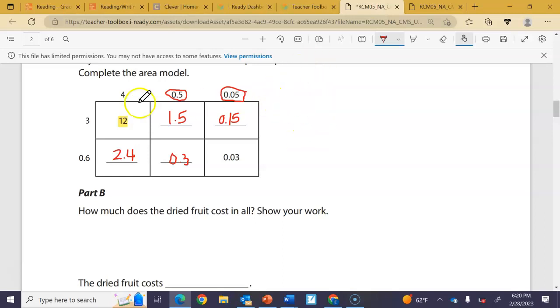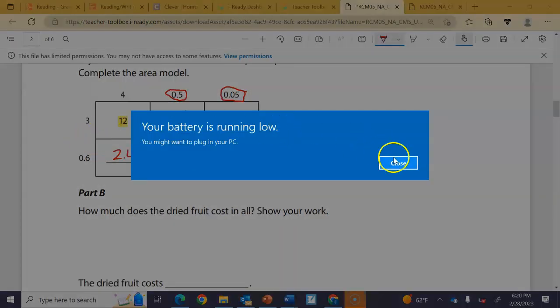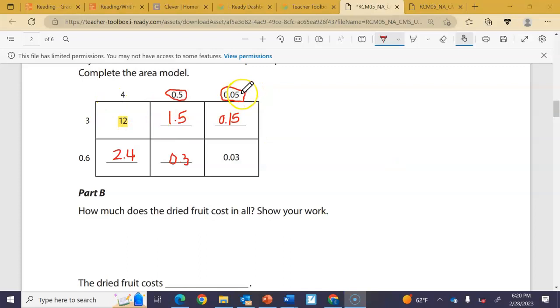If you had any issues with multiplying, just remember we're taking 3 times 4 and then 3 times 5/10 and then 3 times 500ths. And then we'll do 6/10 times 4, 6/10 times 5/10, and then 6/10 times 500. You can also write them out as fractions if that makes it easier. So for example, I can do 6/10 times, so I'll take 6/10 and write it as a fraction.